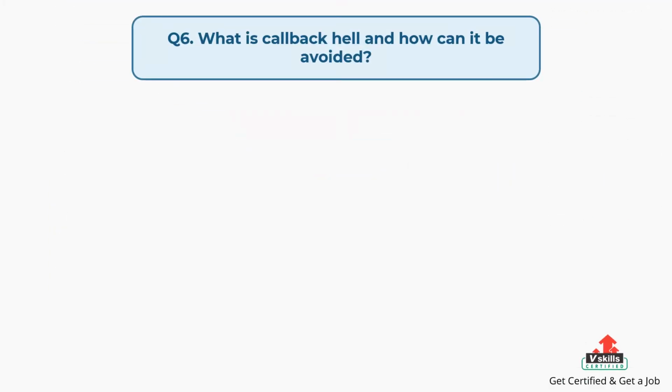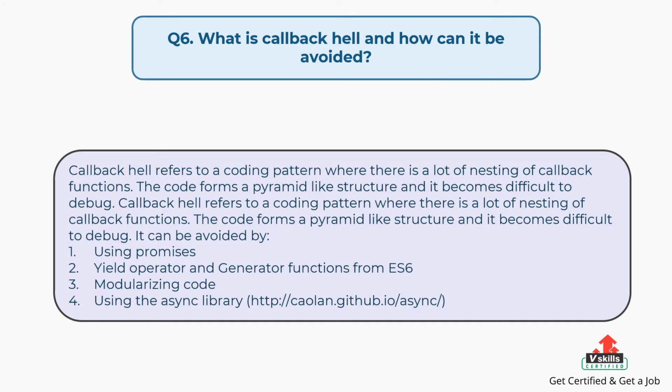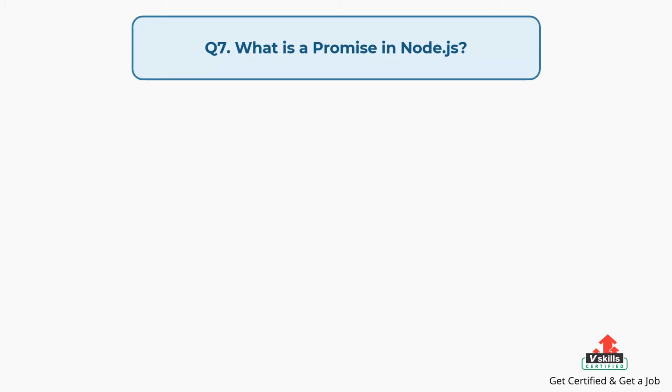Question number 6. What is callback hell and how can it be avoided? The answer is: callback hell refers to a coding pattern where there is a lot of nesting of callback functions. The code forms a pyramid-like structure and it becomes difficult to debug. It can be avoided by using promises, yield operator and generator functions from ES6, modularizing code, and using the async library.